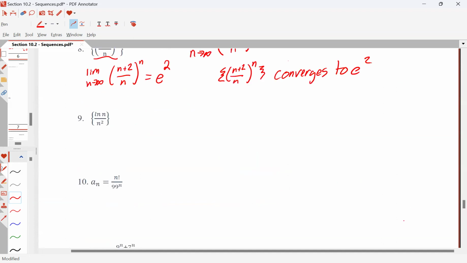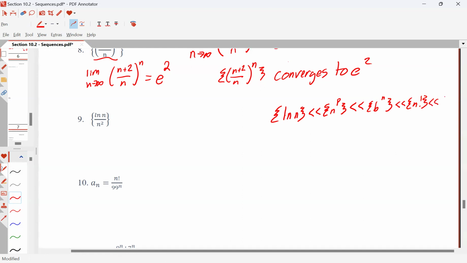9 and 10 are growth rate problems. There's a whole long list that I encourage you to review regularly, but in general, the list we need to know is that natural log grows slower than polynomials, which grow slower than exponentials, which grow slower than factorials, and that grows slower than n to the n. That is the main list we really need.